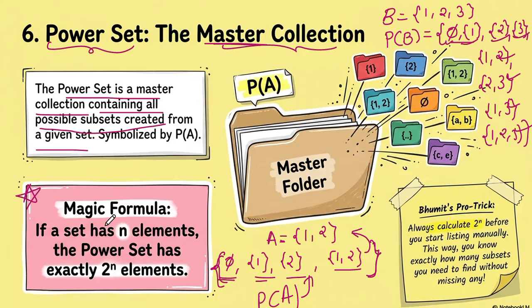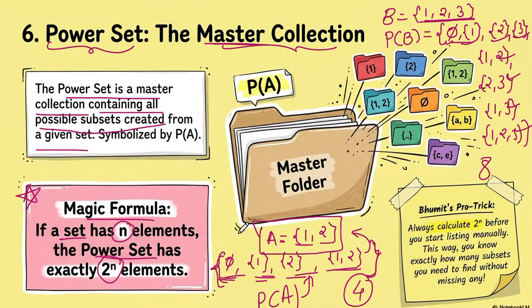So what is the magic formula to find out the number of elements? Look at the first example. In the first example, two elements are there. So how many elements are there in the power set? 4. In the second example, 3 elements are there in the set. So how many elements are there in the power set? 8. So the general formula is, if the set has n elements, then the power set has 2 raised to n elements.